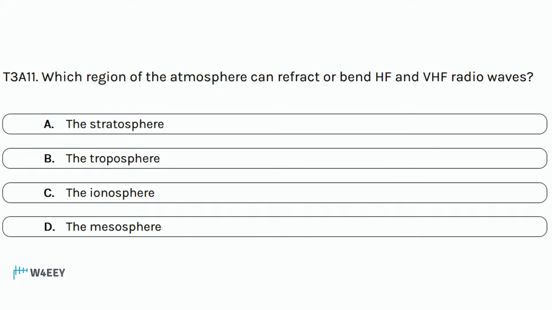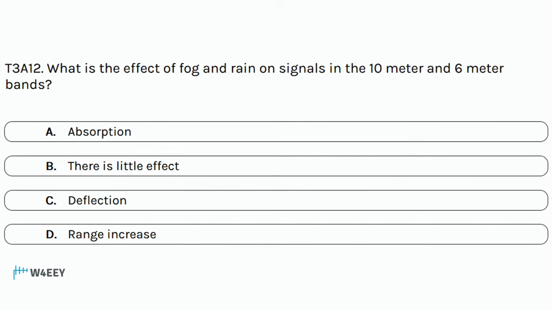And which region of the atmosphere can refract or bend HF and VHF radio waves? Charlie. Bravo. It is Charlie. It's the top layer. HF. Oh, HF. Yep. The ionosphere, yep. So here's our trick question: what is the effect of fog and rain on signals in the 10 meter and 6 meter bands? Bravo. Yeah, there is little or no effect on those, yep.